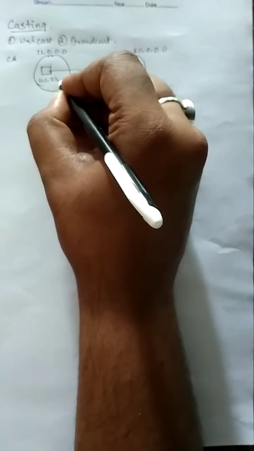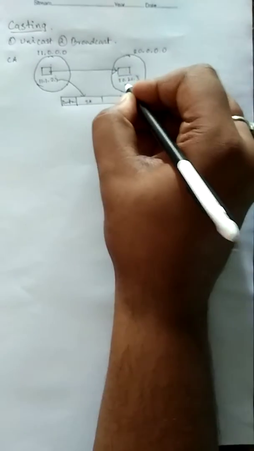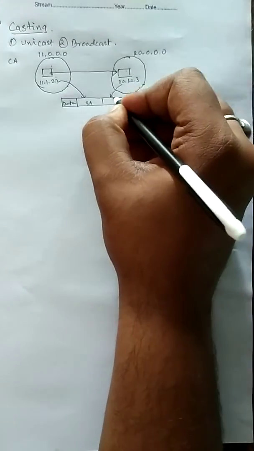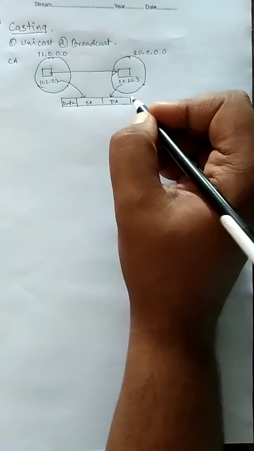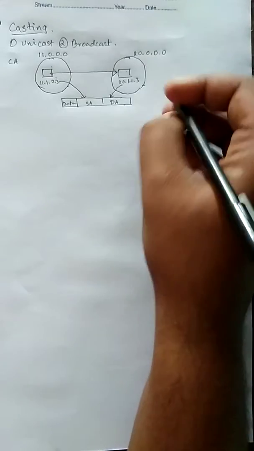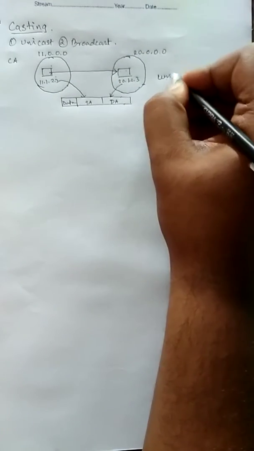And this is your source address. Now what is the source address? This address is the source address, and this is the destination address that has been placed over here. So this is the source address and this is the destination address. Now we will first study about the unicast.